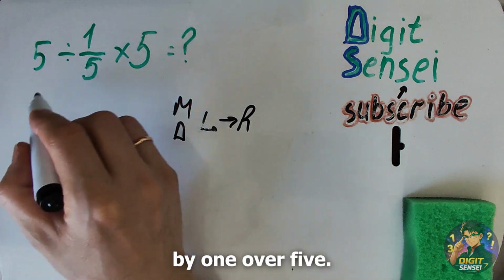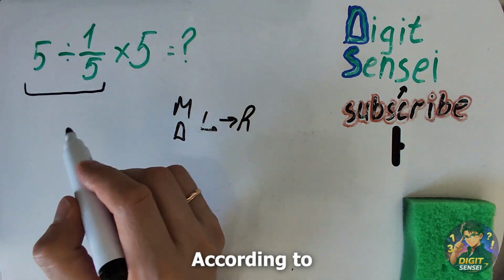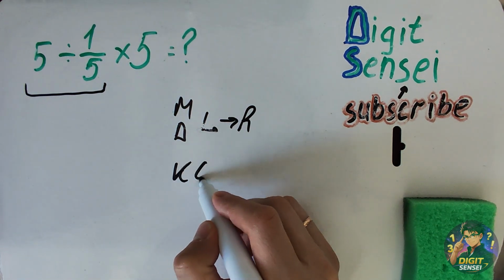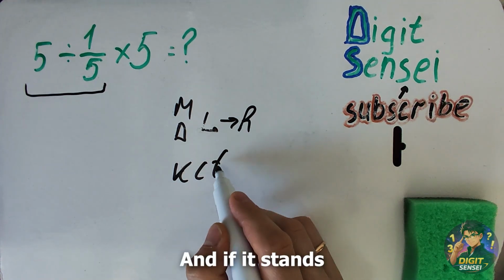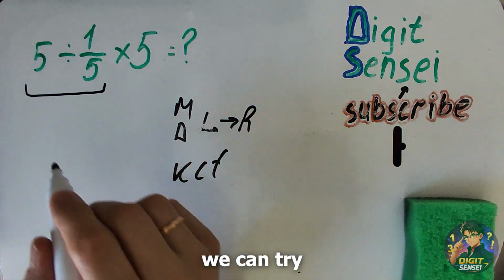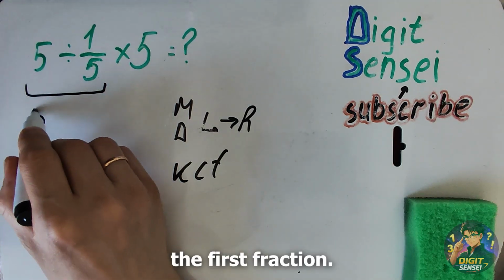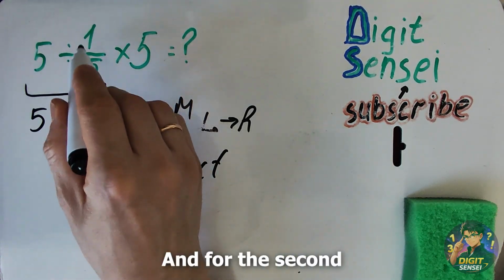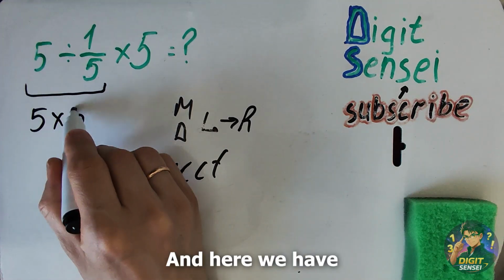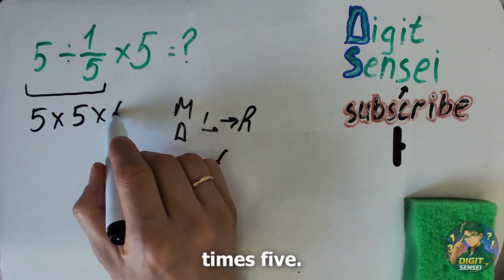5 divided by 1 over 5. According to the KCF rule, K stands for keep, C stands for change, and F stands for flip. We can write: keep the first fraction, change division to multiplication, and flip the second fraction. And here we have times 5.